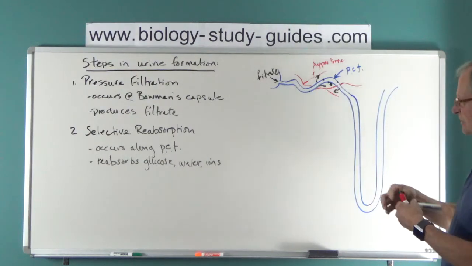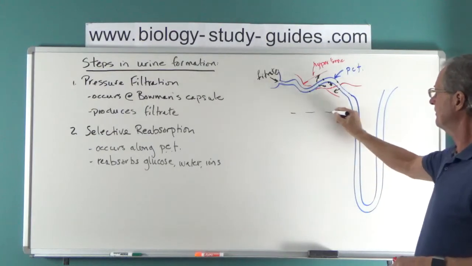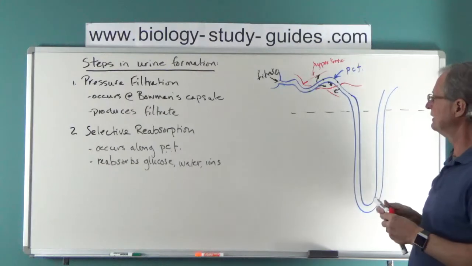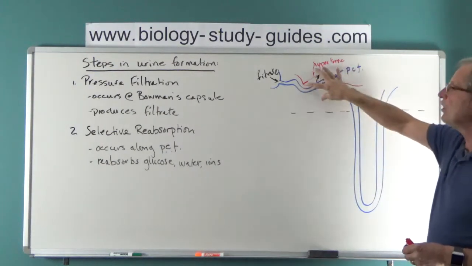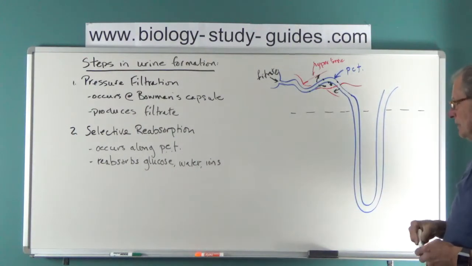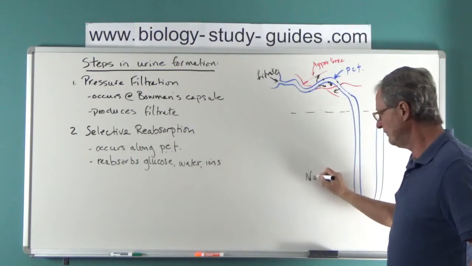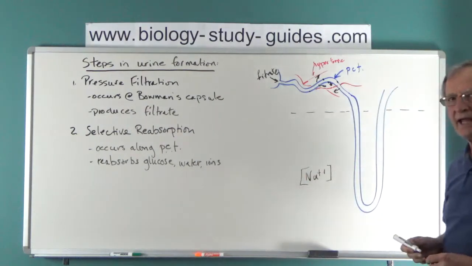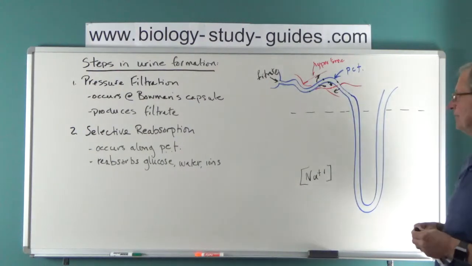And let me just represent cortex versus medulla again. Cortex on the outside, medulla down here. This whole business of selective reabsorption no longer occurs when we get down here. The reason it doesn't occur in the medullary region is the concentration of sodium is quite high. So the whole process has to be shifted a little bit.